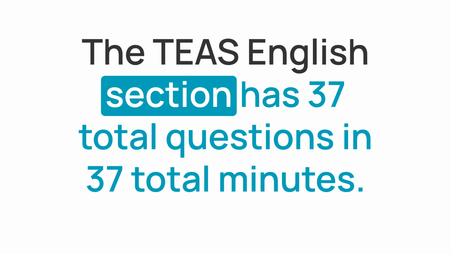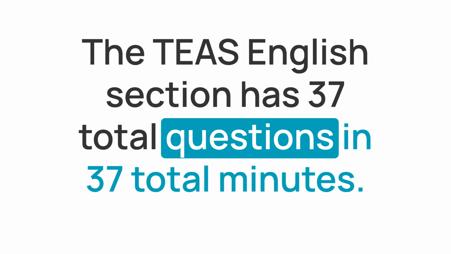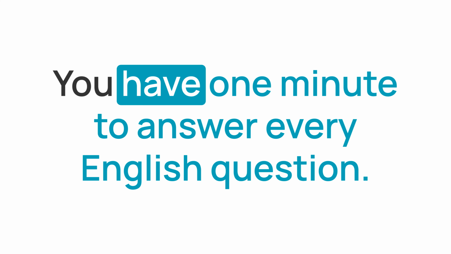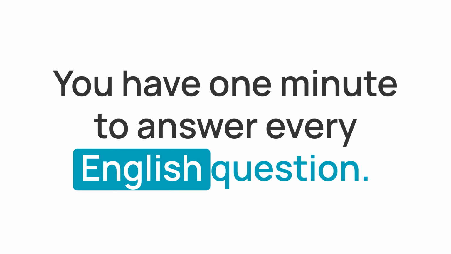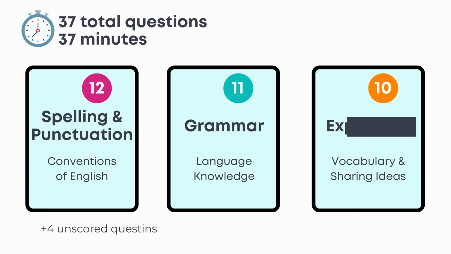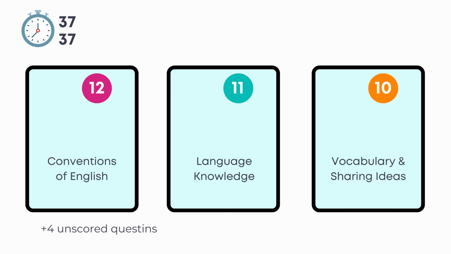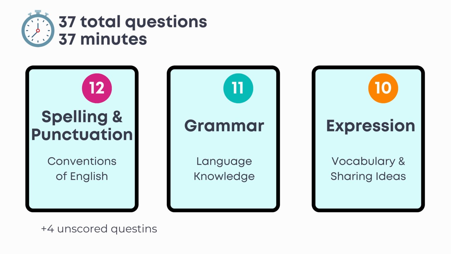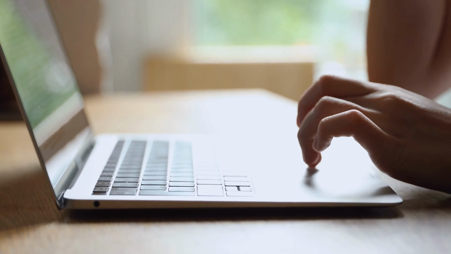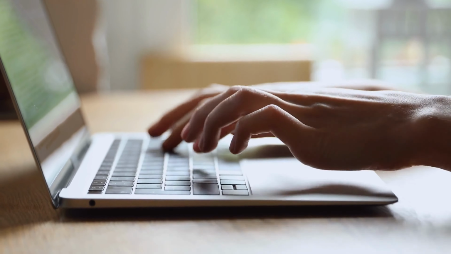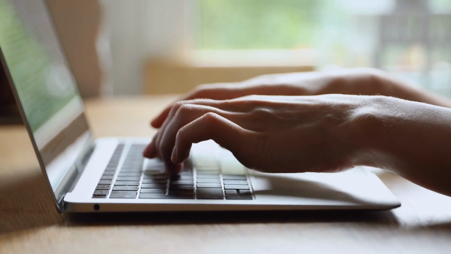The TEAS English section has 37 total questions in 37 total minutes. You have 1 minute to answer every English question. You'll have 12 questions on spelling and punctuation, 11 questions on grammar, and 10 questions on expression, vocabulary, and putting ideas together. You'll also have 4 questions that aren't scored, and you won't know what those are. They'll be mixed in with all your other questions.